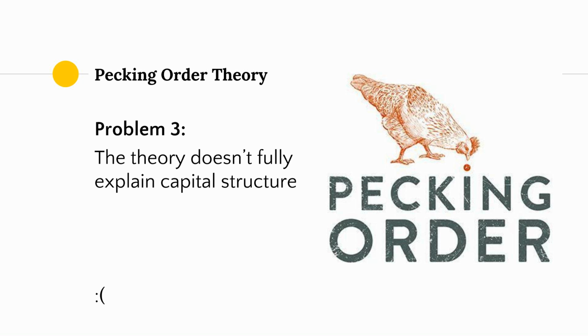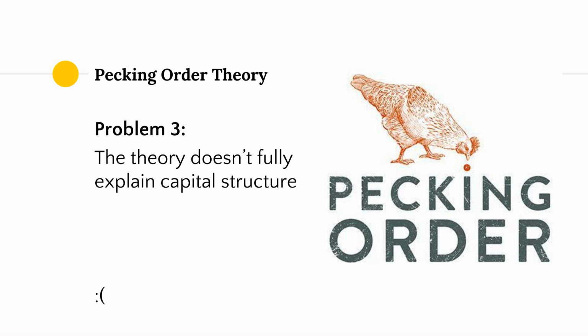So this is the third problem which Myers discusses in his paper. The theory doesn't fully explain capital structure, nor is it very well explained why it works. I mean, there are also plenty of examples in which firms issue stocks instead of issuing investment grade debt.